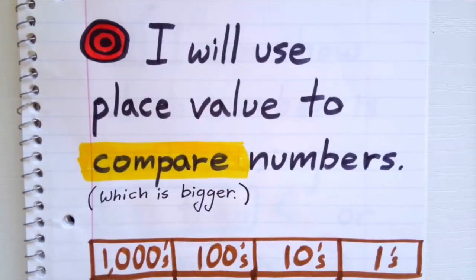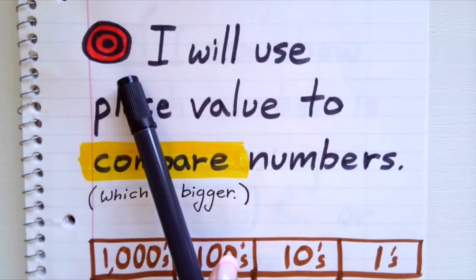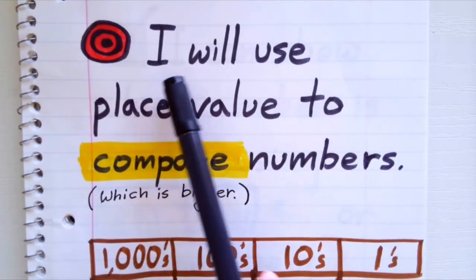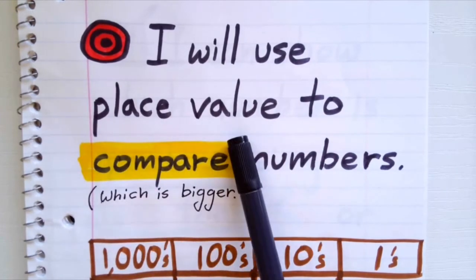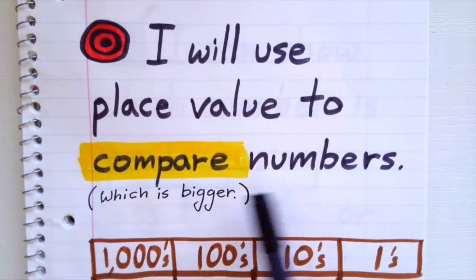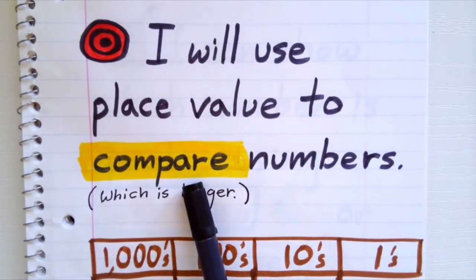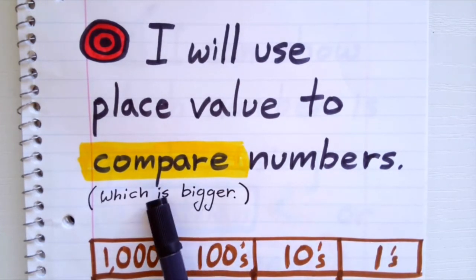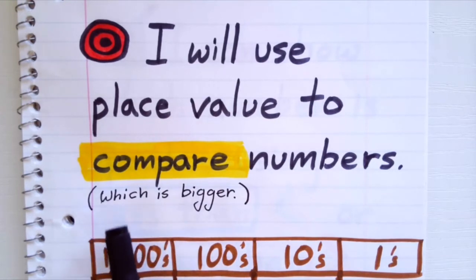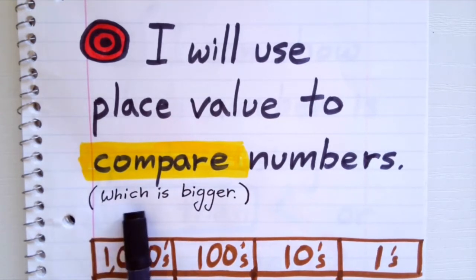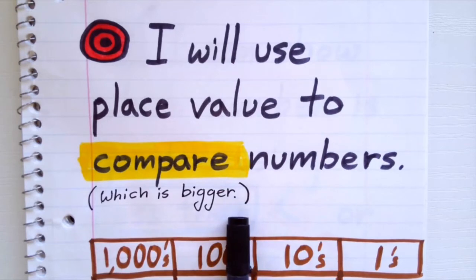Let's have a look at our learning target and success criteria. Let's read our learning target together. Ready? Begin. I will use place value to compare numbers. Have you heard the word compare before? Have you heard it used? In math, we determine which amount is bigger and which is smaller.